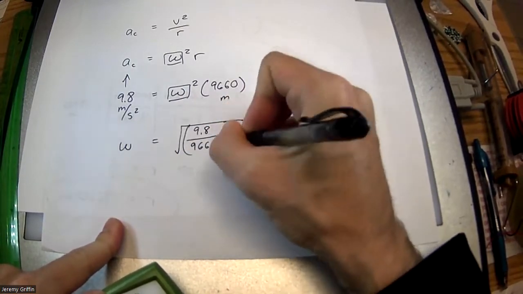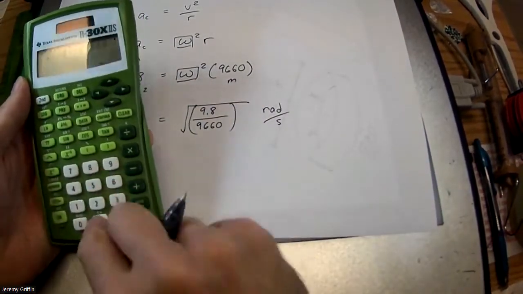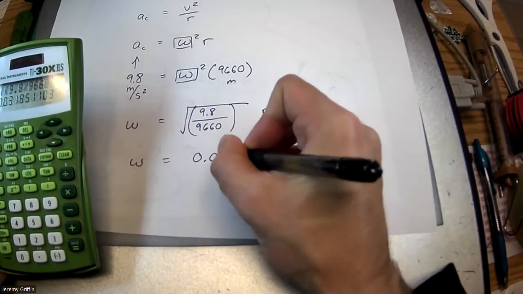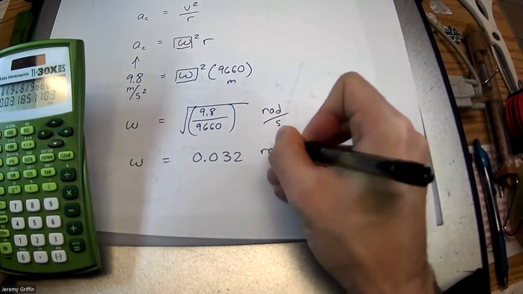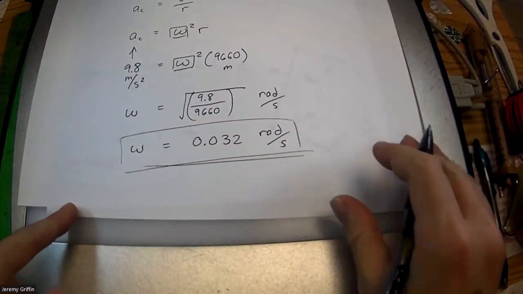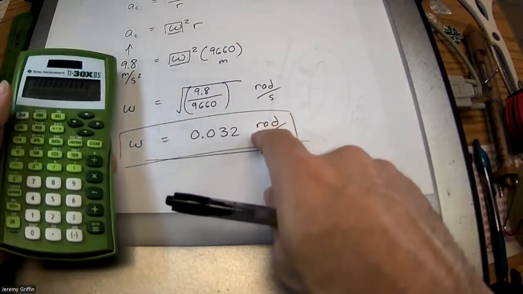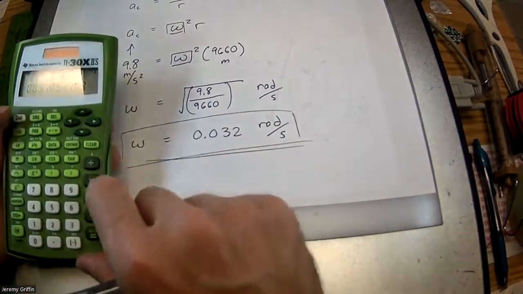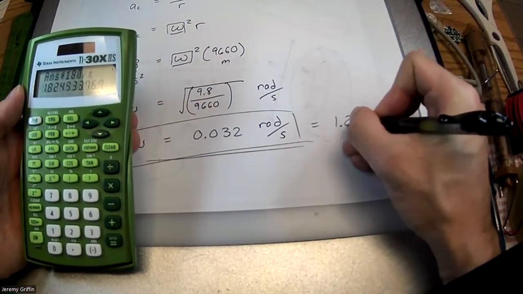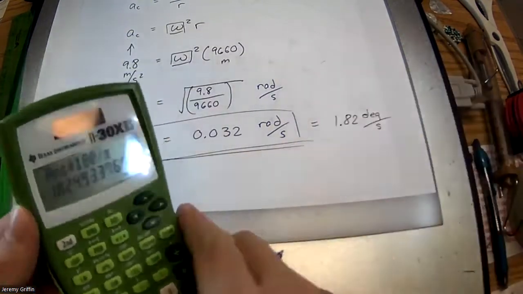I'll go ahead and pull the unit out. It's going to be radians per second at the end of the day. So, square root. Okay, so a tiny number of radians per second. There you go, just like that. Now, since that's a tiny number with a kind of weird abstract unit, let's do this. If I multiply by 180 over pi, I can say that's the same thing as 1.82 degrees per second.